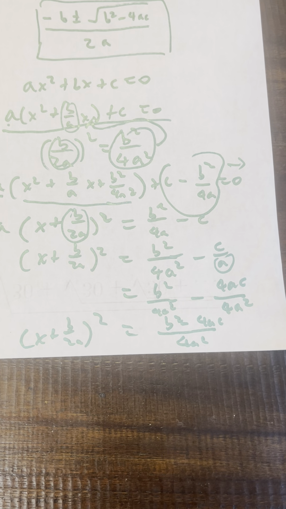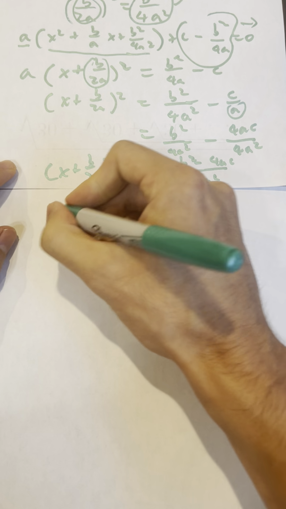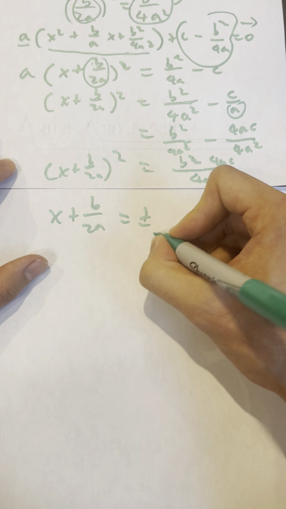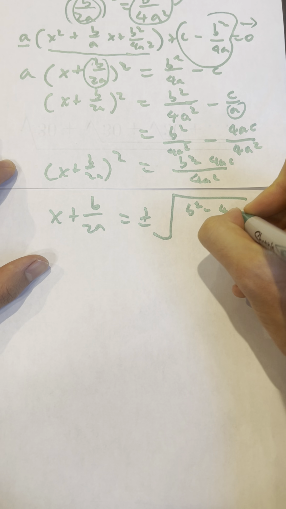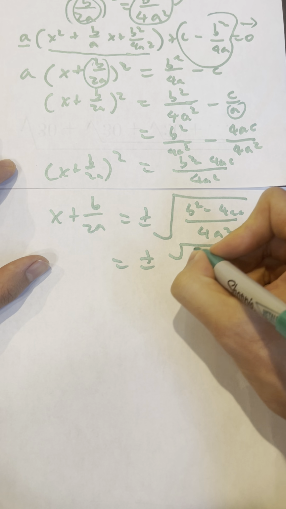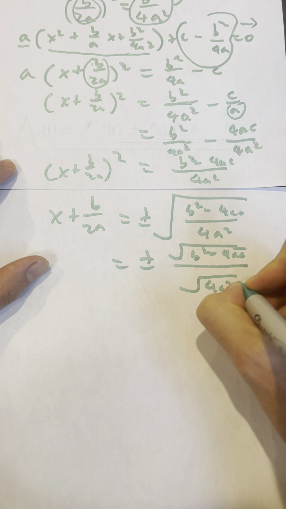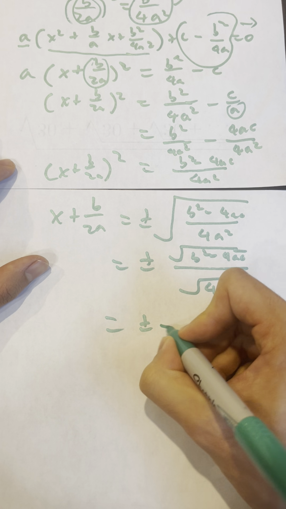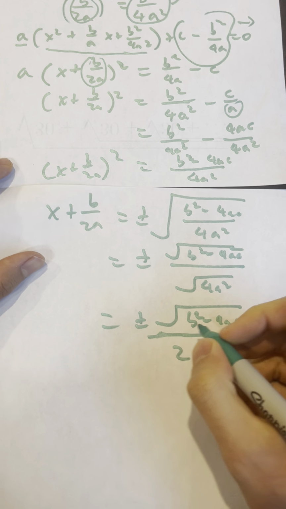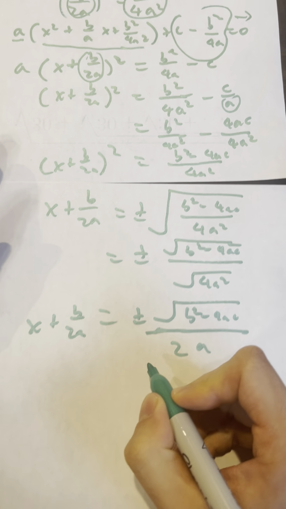Okay, and then now what I'm going to do is take the square root of both sides. So this turns into x plus b over 2a is equal to plus or minus the square root of b squared minus 4ac over 4a squared. And I'm going to separate the square root like this: the square root of b squared minus 4ac, and then the square root of 4a squared. And the square root of 4a squared, well, the square root of 4 is how much? It's just 2, and then the square root of a squared is a. So we have x plus b over 2a is equal to this.